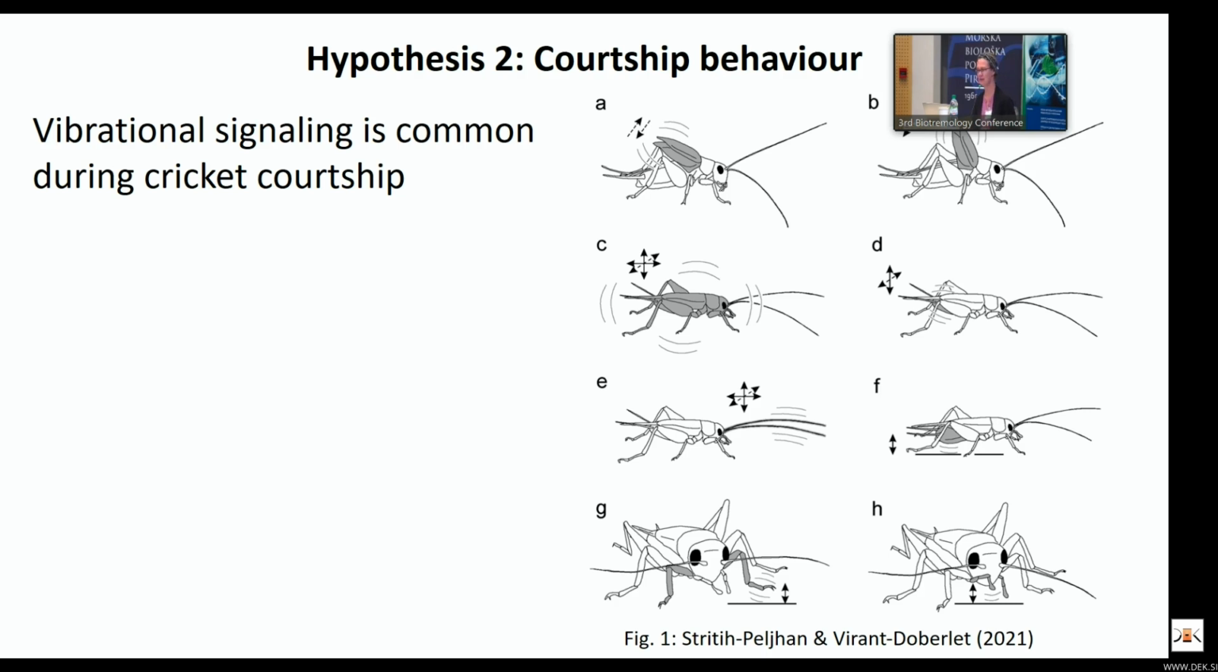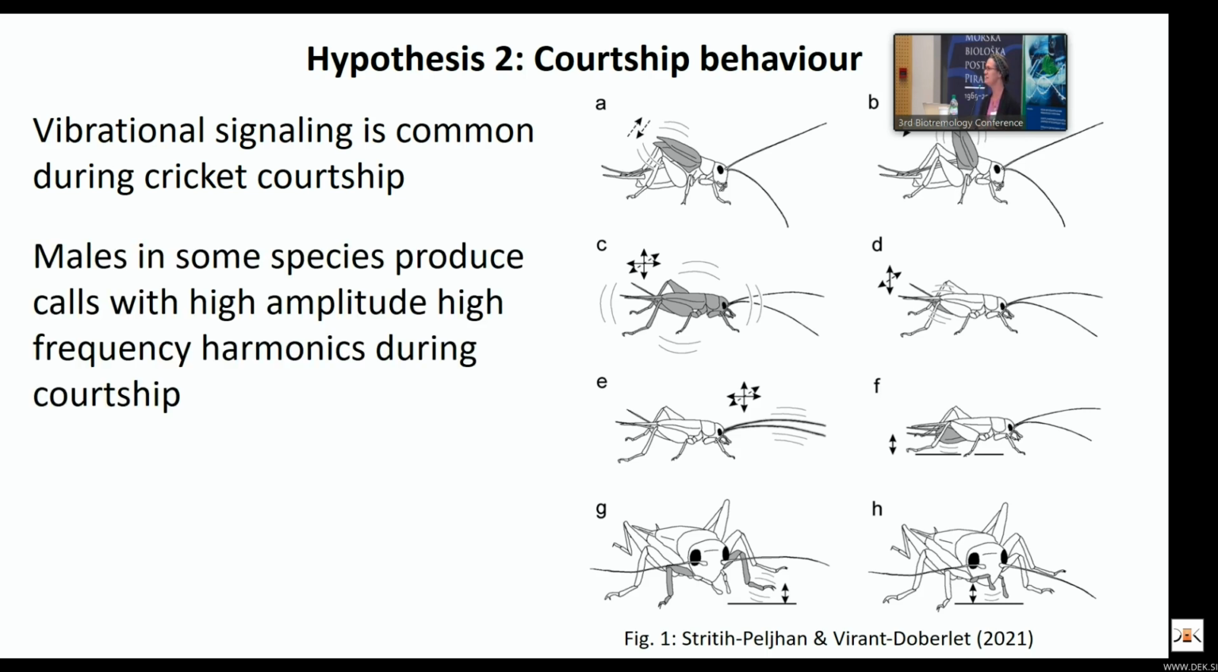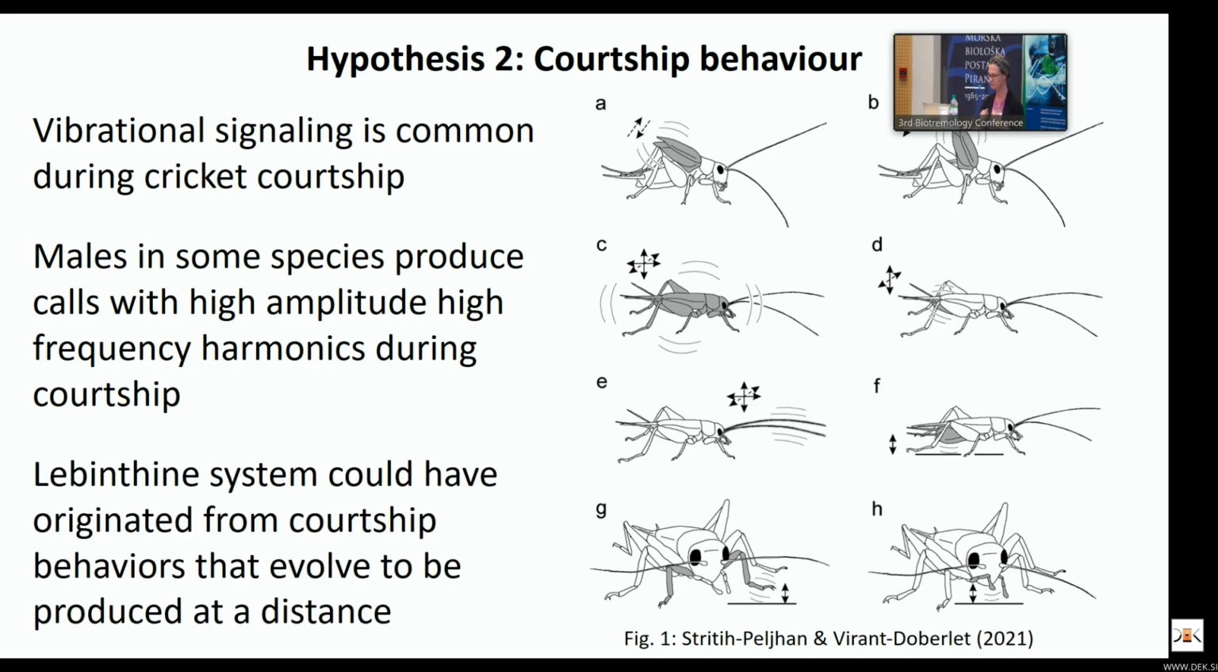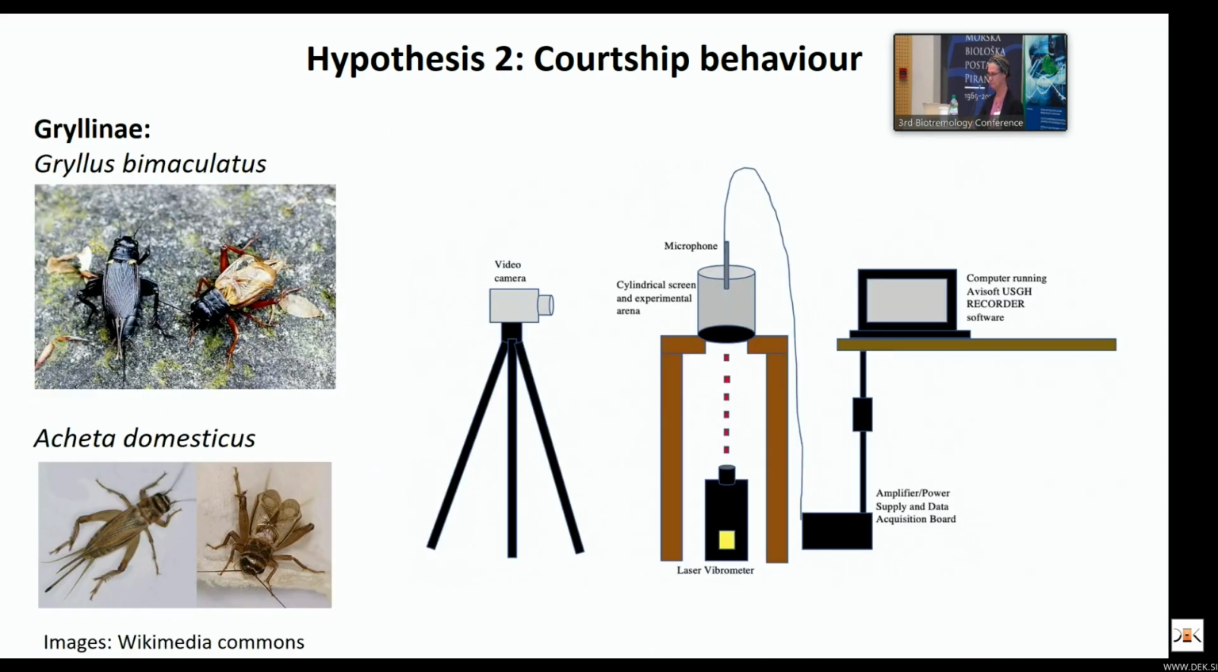Okay, so the courtship hypothesis is suggesting that vibrational signaling is very common during cricket courtship. In addition to that, in many cricket species, the males will produce calls that have a lot of energy in the high frequency components during courtship. In the case of crickets, courtship is when they're physically close to each other. And so the Lebinthine system could have originated from these courtship behaviors that then evolved to be produced at greater and greater distances. So we've started to test this.